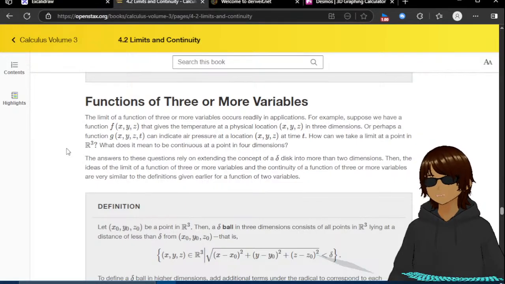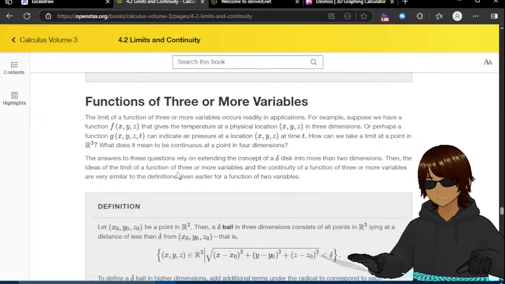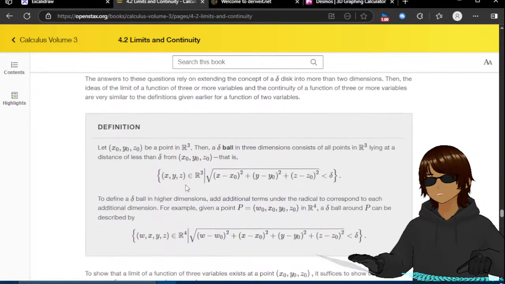The answers to these questions rely on extending the concept of a delta disk into more than 2 dimensions. Then the ideas of the limit of a function of 3 or more variables and the continuity of a function of 3 or more variables are very similar to the definition given earlier for a function of 2 variables.